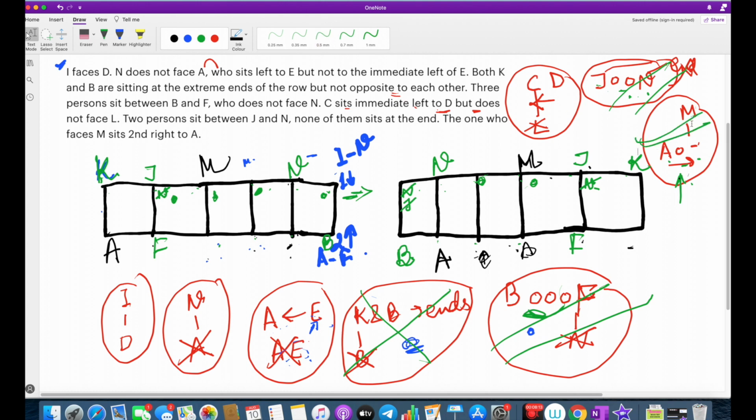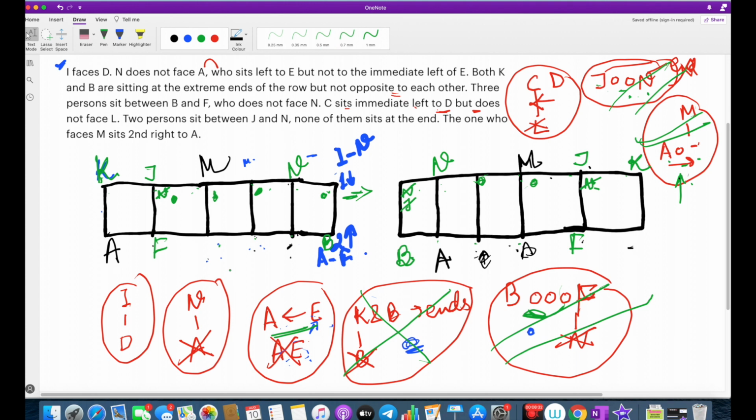Now the next condition that we should consider is this one. E is to the left of A. So where will you place E? Okay, let's not consider this right now.